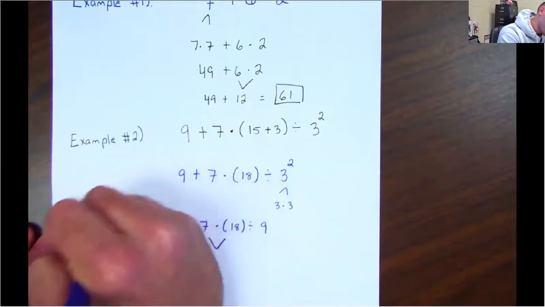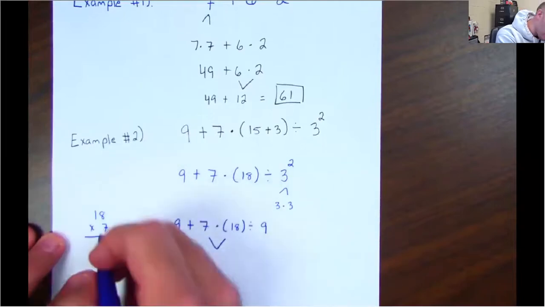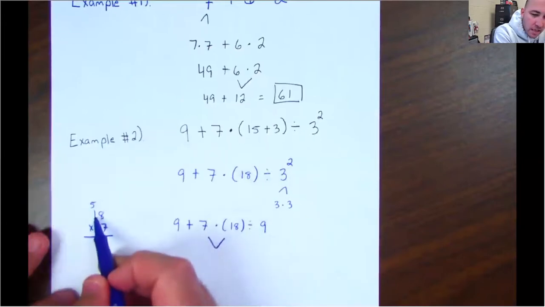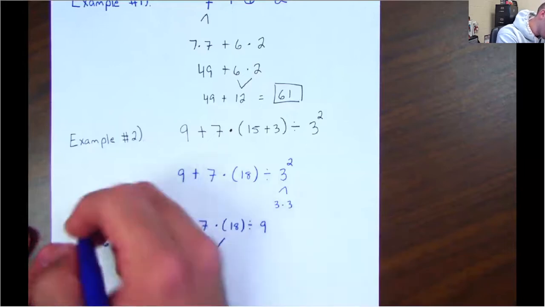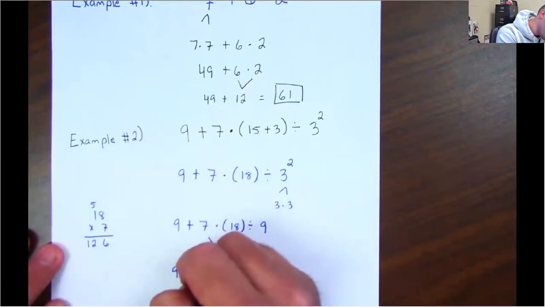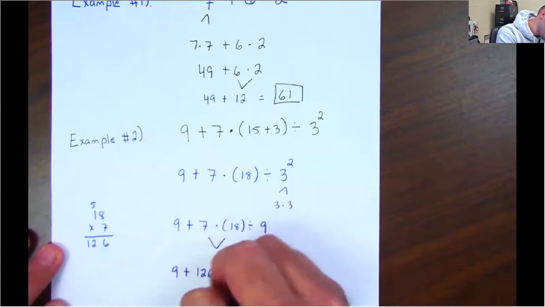So let's see if we can do that. 8 times 7 is 56. 7 times 1 is 7. Plus 5 is 12. So that'll give us 126.